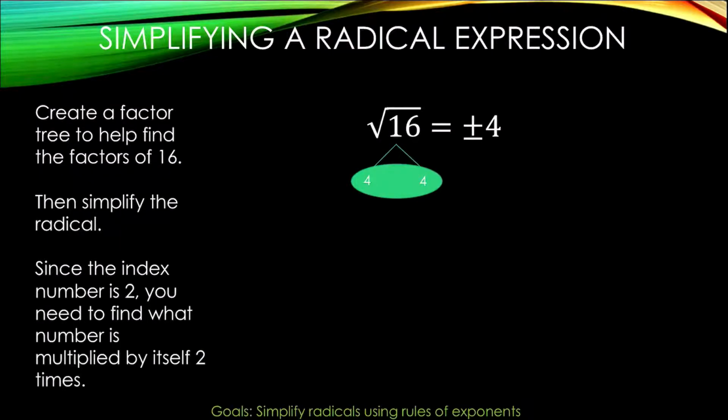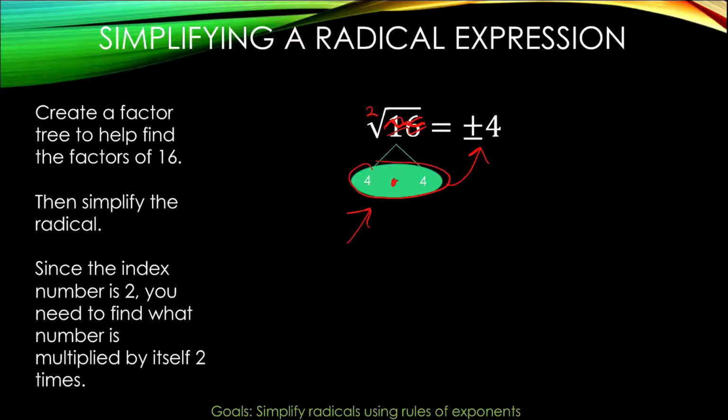Okay, so simplifying a radical expression. We're going to create a factor tree like we see right here in the green. We know that 16 we can factor down to be 4 multiplied by 4. I usually cancel this out after I write down my factor tree. And then I know that I need to find what multiplies by itself 2 times. I have my group of 4, and I pull it up here, saying 4 multiplied by itself 2 times.